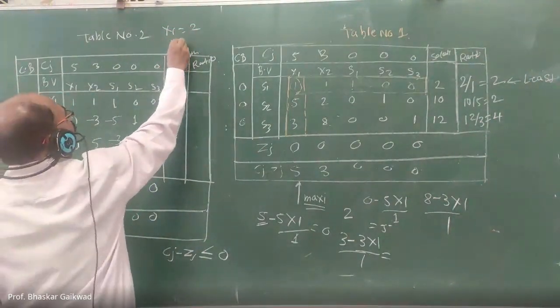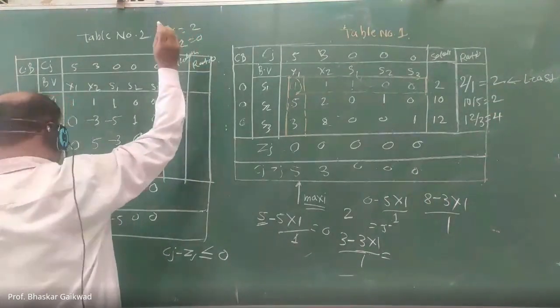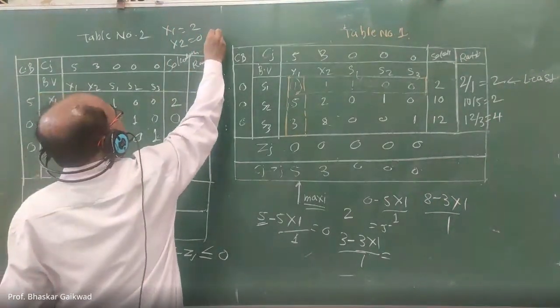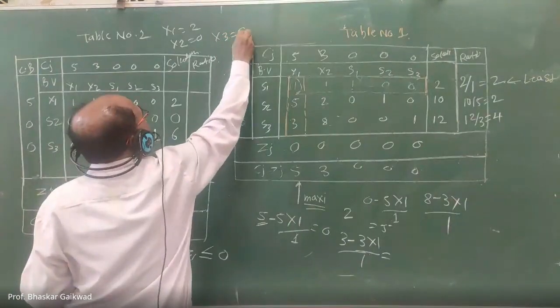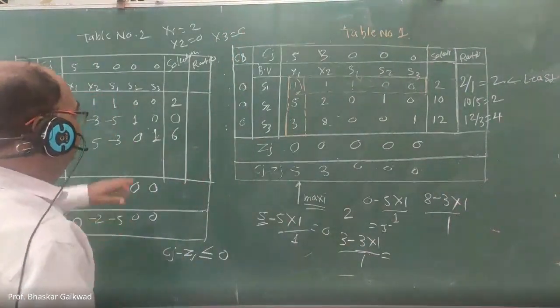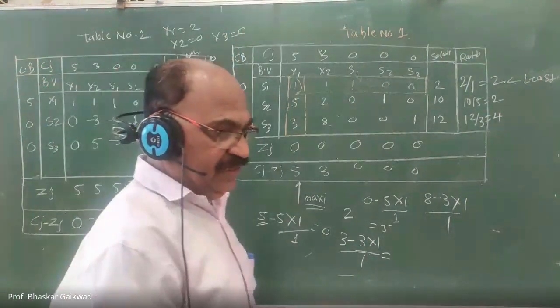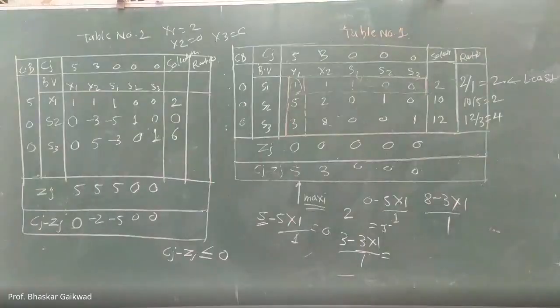That means here your x1 is 2, x2 is 0, and x3 is 6. See that when the condition is satisfied, then you can see the solution value: x1 is 2, x2 is 0, x3 is 6.